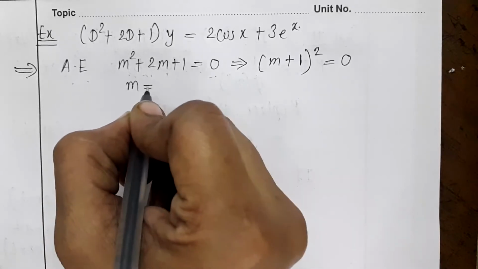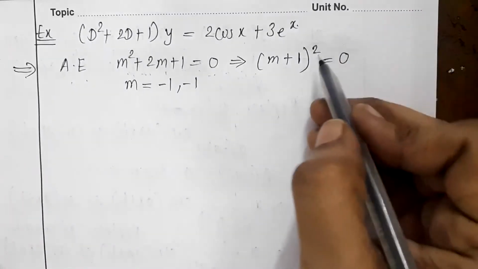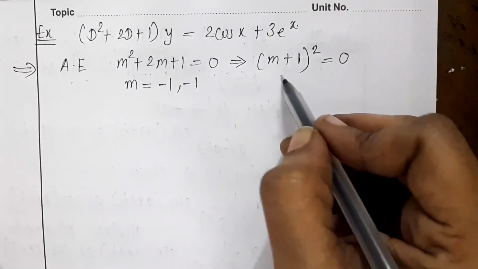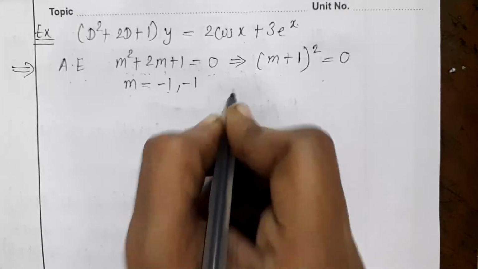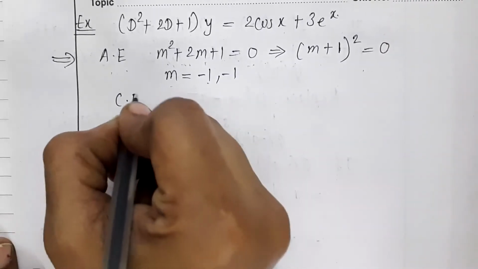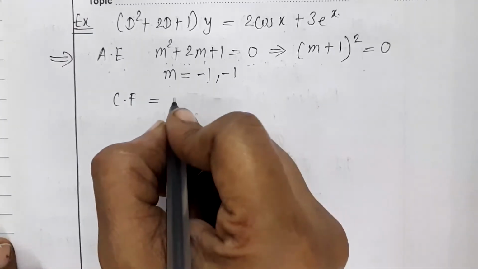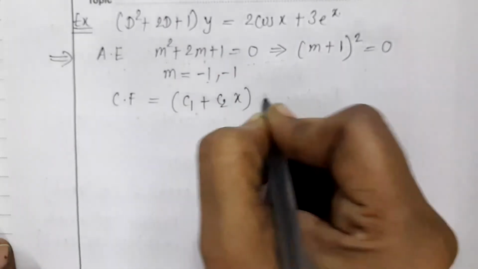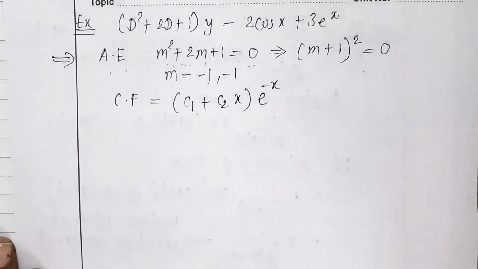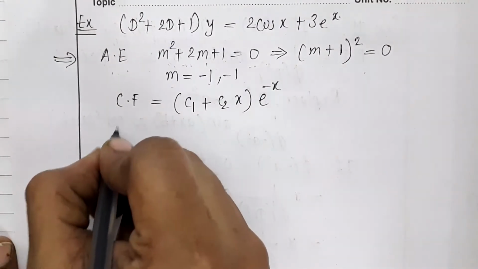So what are the values of m? m is equal to minus 1, minus 1. It is repeated two times because it is a square. (m plus 1) into (m plus 1) is equal to 0, so m is equal to minus 1, minus 1. Now how to write CF? If two roots are real and equal, then CF can be written as (C1 plus C2x) multiplied by e to the power minus x. Then the particular integral.